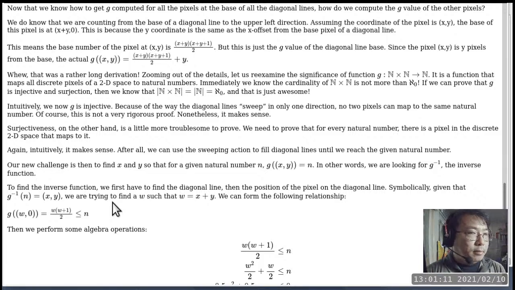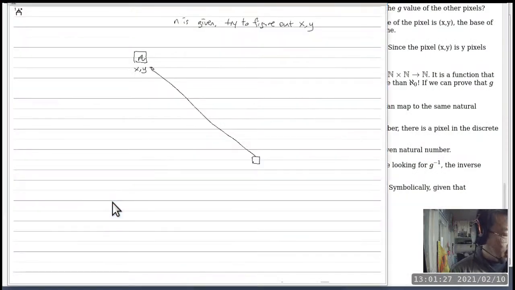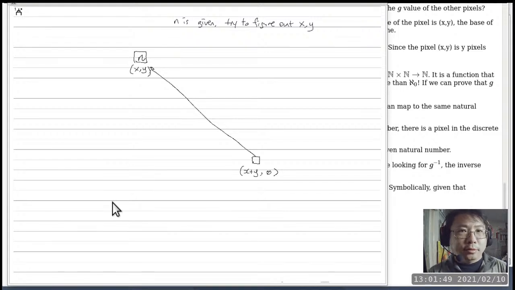But we know something about the base of this diagonal line. If you extend this diagonally, we know that at some point it's going to hit the bottom. Oh, you guys cannot see the screen. Let me, oh, there we go. So if we are given n as a value and we want to find out where that pixel is, one thing we can do is extend the diagonal line all the way to the base, and we know at the base the coordinate is going to be (x plus y, 0). That is the coordinate of the base of that diagonal line.